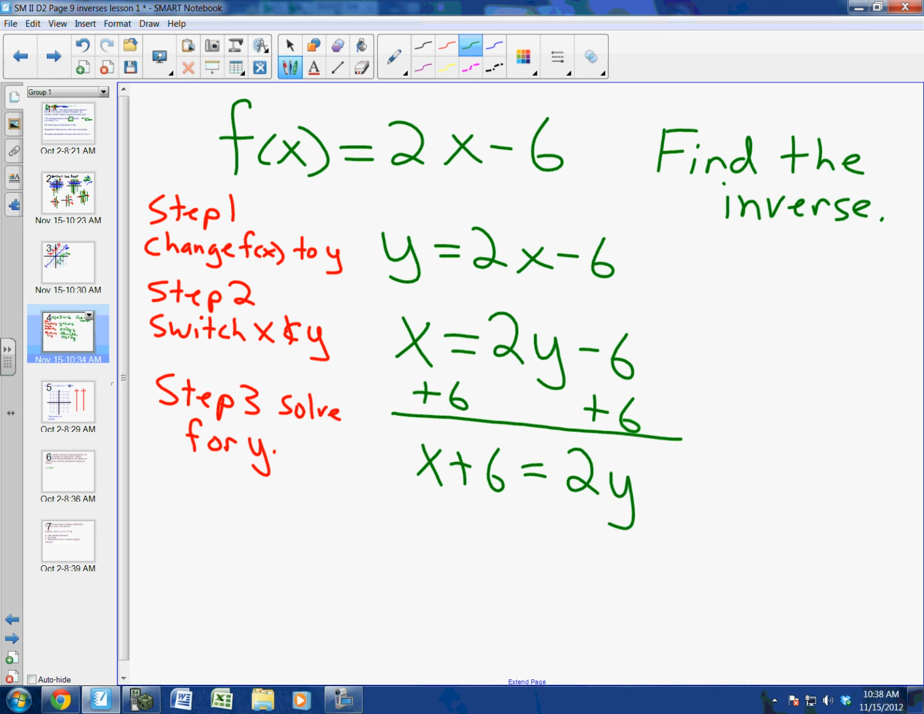Well, this is stuff you're supposed to learn a long time ago. Just do it right now, because you're going in the reverse order. Okay, what am I going to do now to get y by itself?